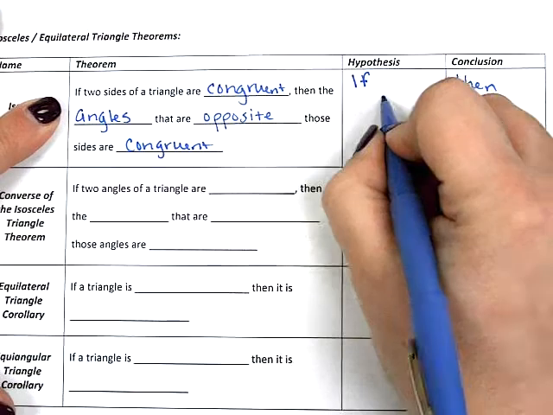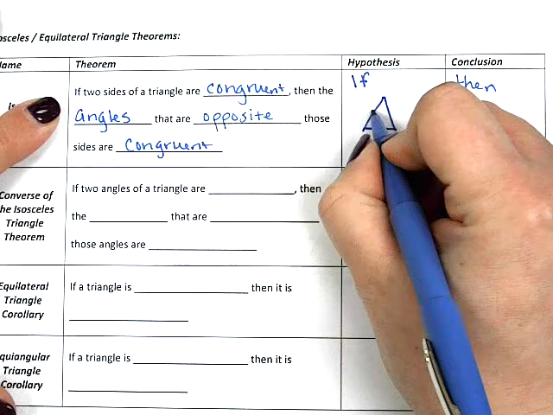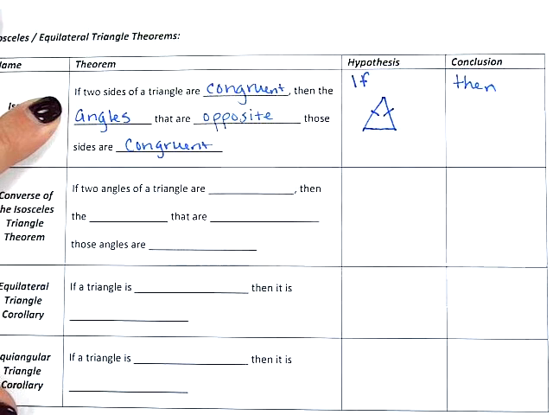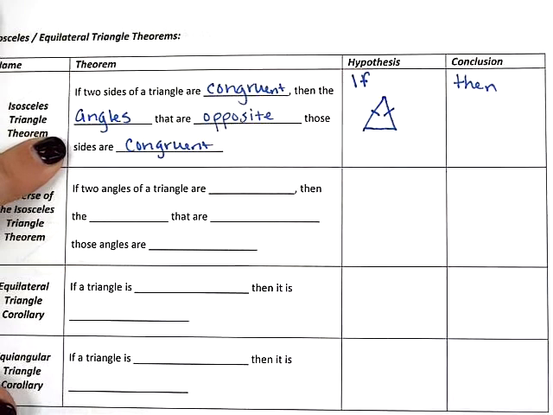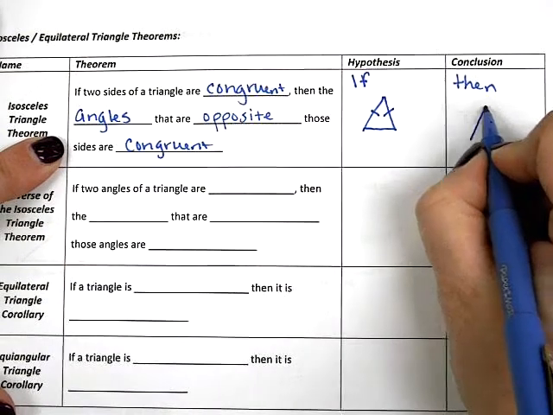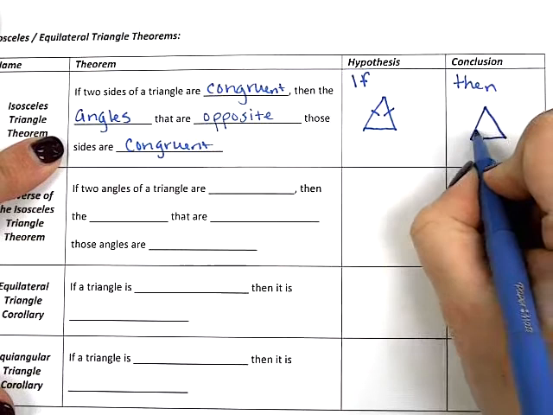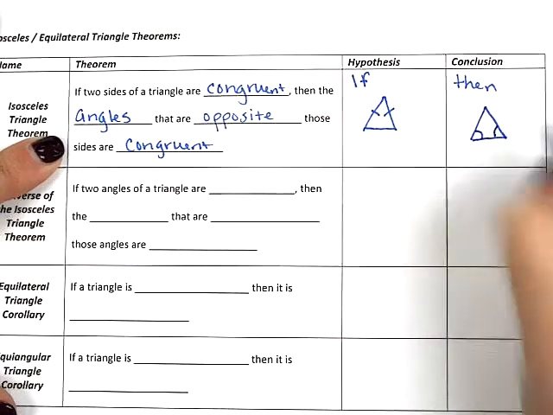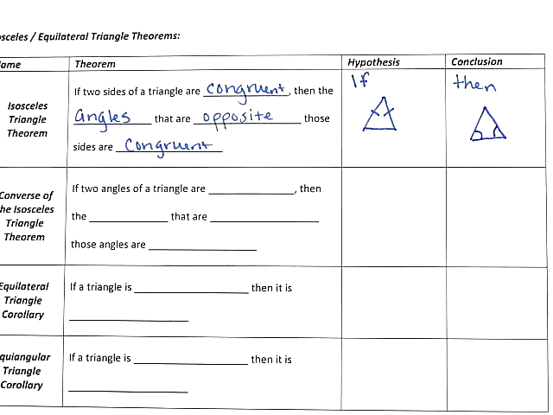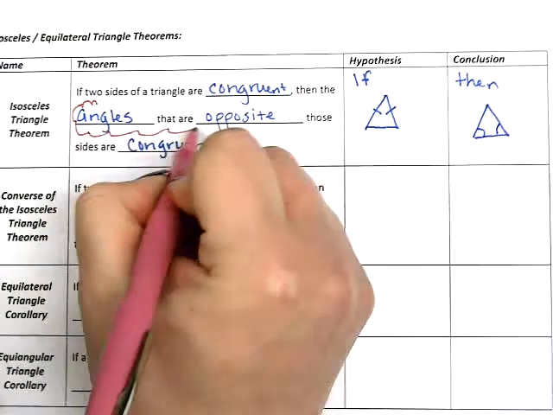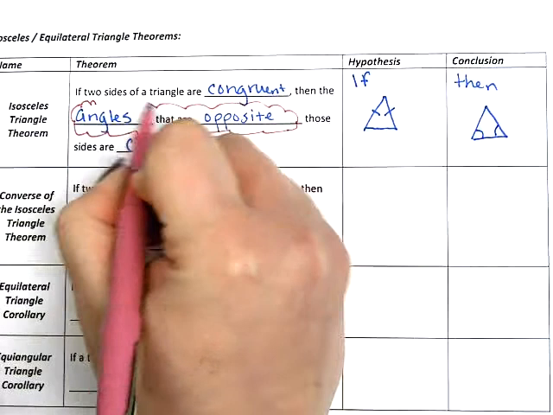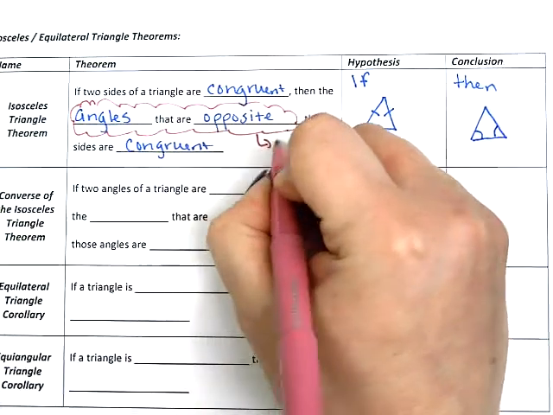Okay, so I'm going to draw that then. So two sides of the triangle are congruent. That means like that. Okay, then the angles that are opposite those sides are also congruent. So my conclusion then is that the angles that are across are also congruent. So pretty much what that means is that in an isosceles triangle, the base angles are congruent. All right, the angles that are opposite those sides, that's a fancy name for those base angles that we just talked about.